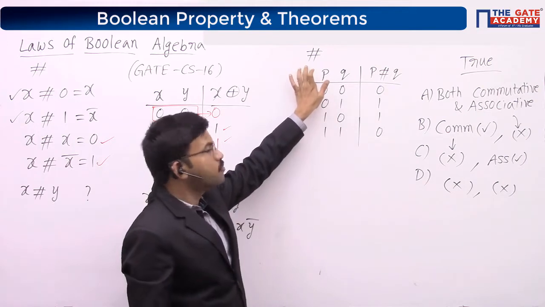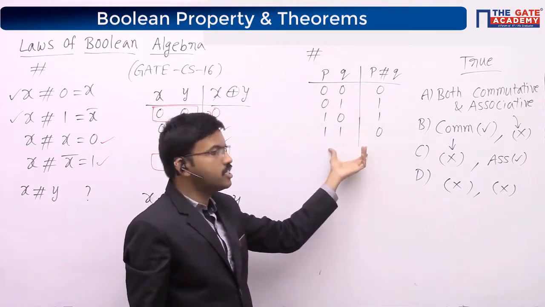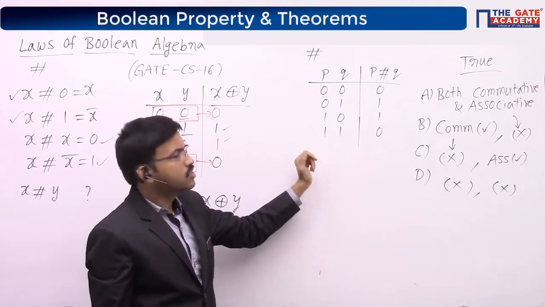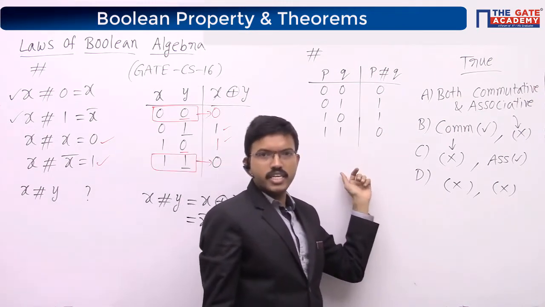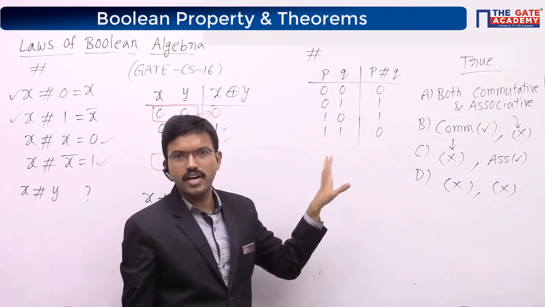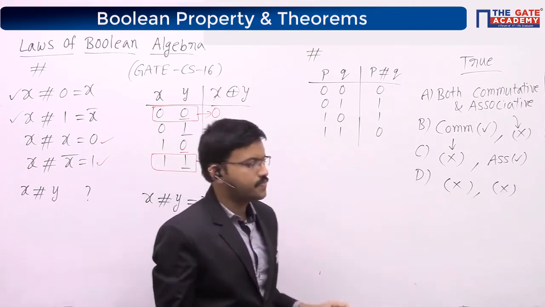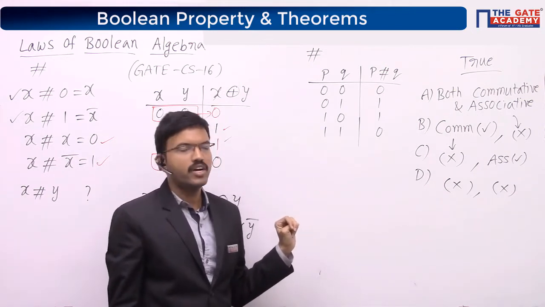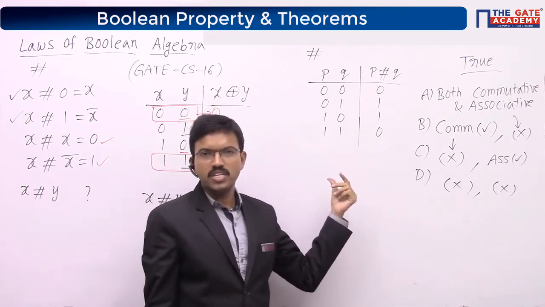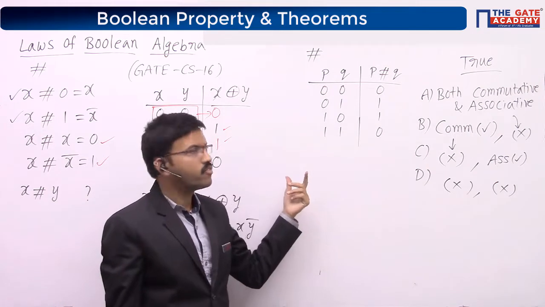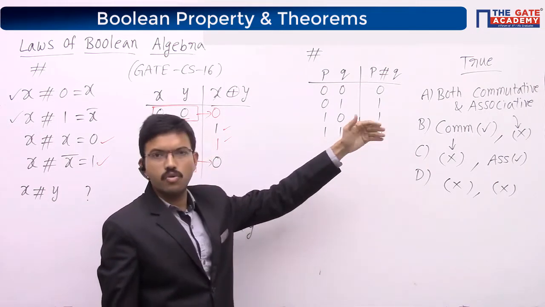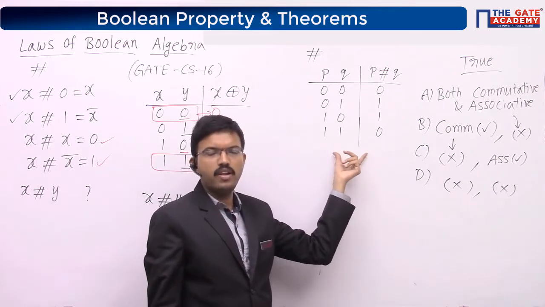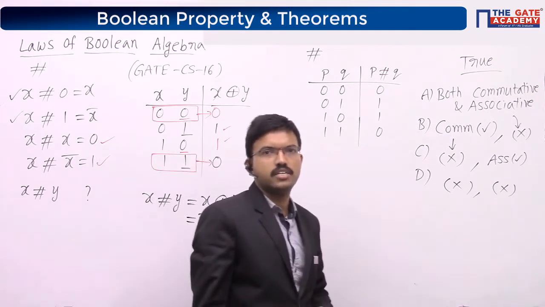He has defined the Boolean operator like this. Just by looking at the truth table, we will come to know this is the exclusive OR, right? So let us check whether it is commutative and associative or not. Let us see. For this particular question, you can solve in 2 methods. One is by writing the expression, you can check whether it is obeying commutative and associative or not. Or since he has given the truth table, from that also we can check.